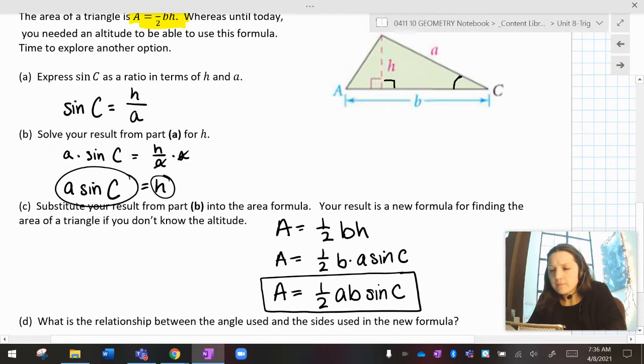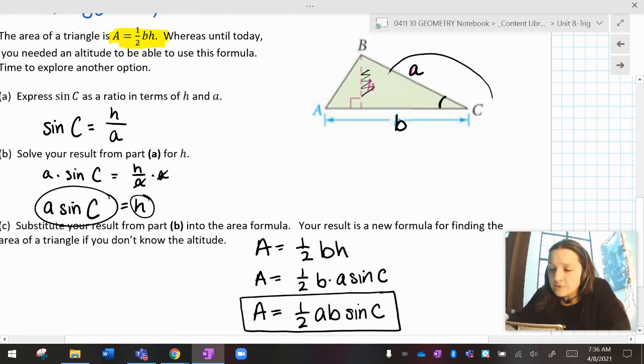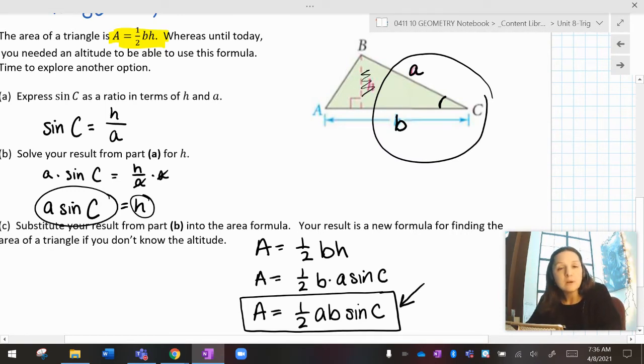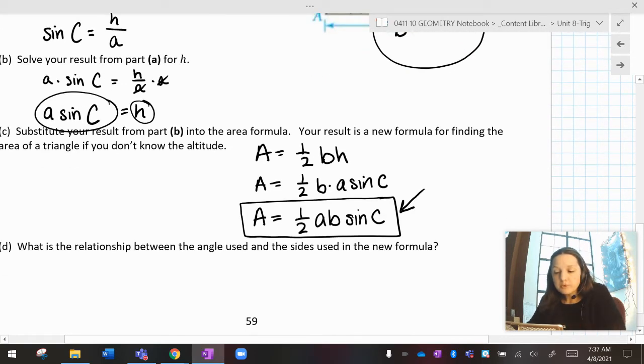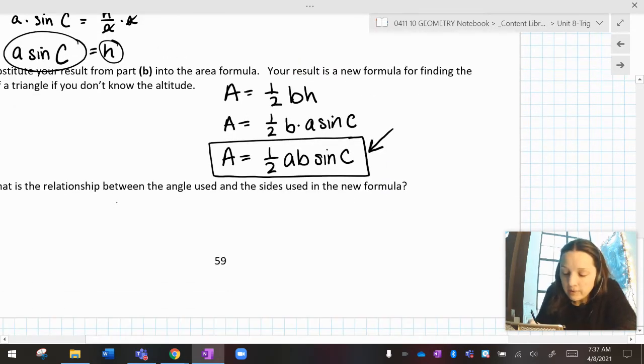Well, what does that mean? Here's what that means. If I come back up here to this picture, okay, and I have an A here, and I have a B here, and I have this angle, if I want to find the area of this triangle, I don't need to actually have the height. I can use side A, side B, and angle C, plug them all into this formula, and get the area of a triangle. Okay, what is the relationship between the angle used and the sides? Well, if I look at A, B, and C, A and B are flanking C. C is the included angle.